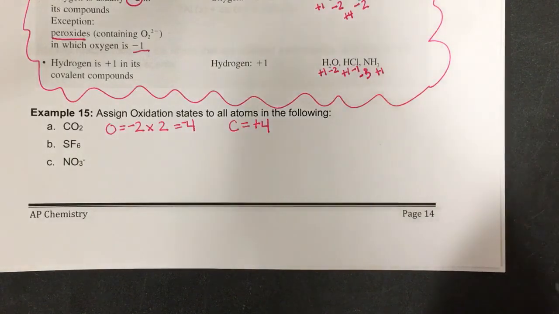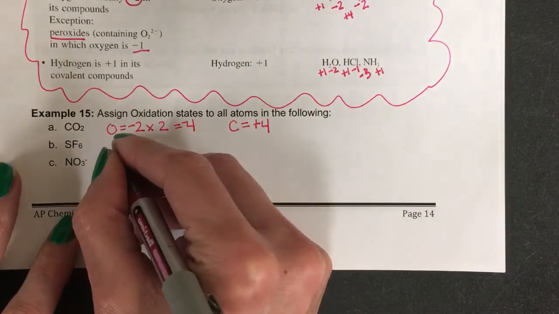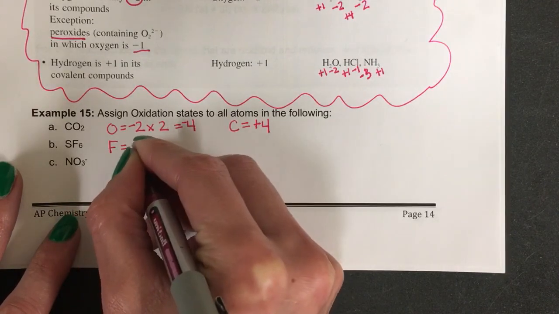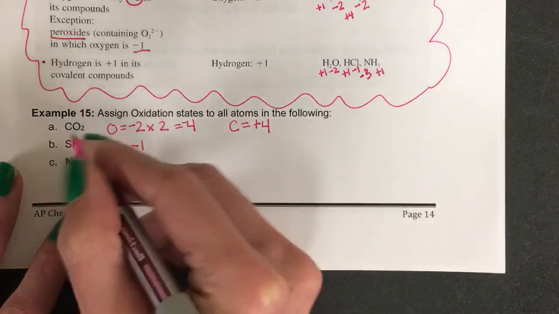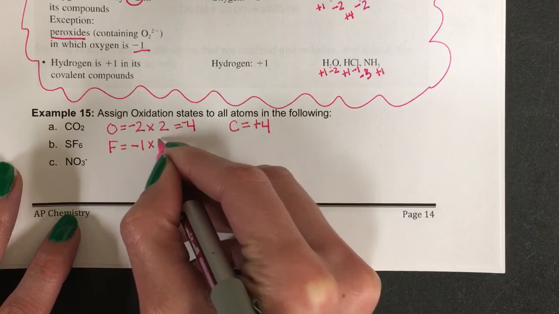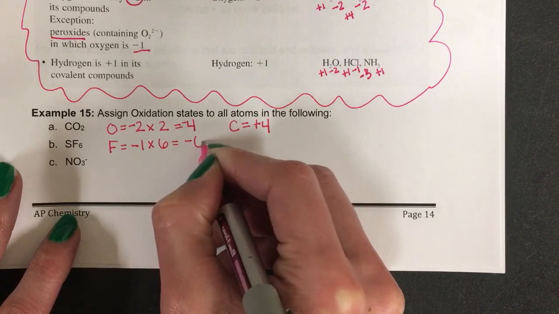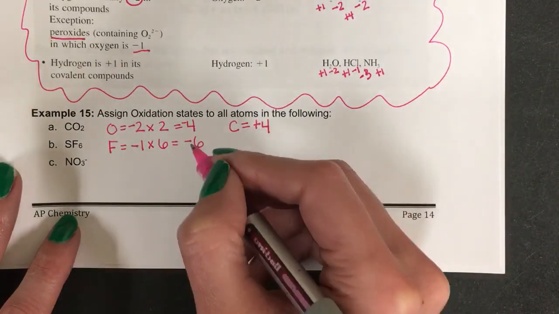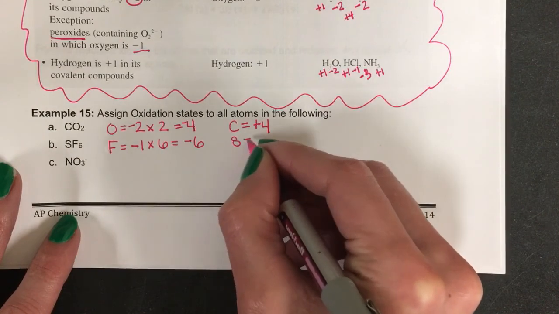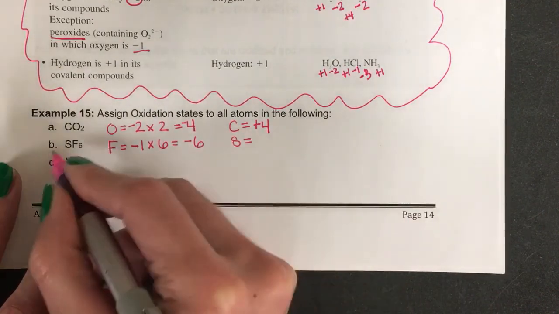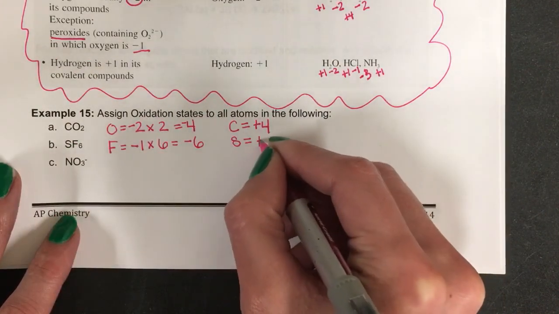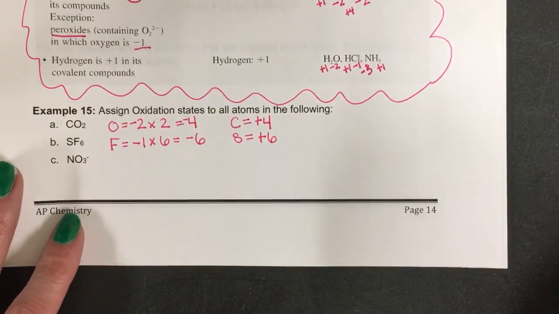Okay? SF6. Fluorine is always negative 1. I have 6 of them, so I've got 6 negatives. My negatives and my positives have to cancel out. Because I have 6 negatives, I need to have 6 positives.